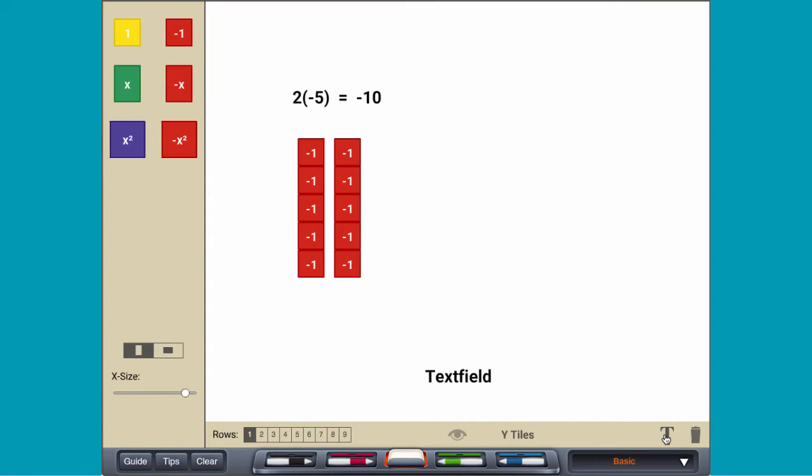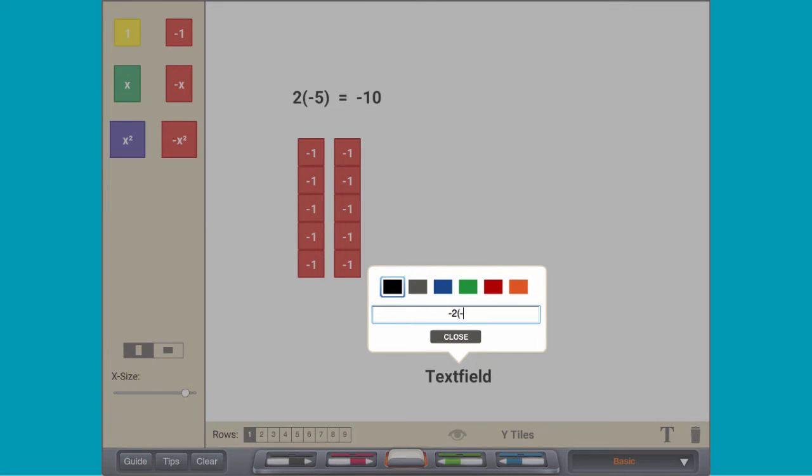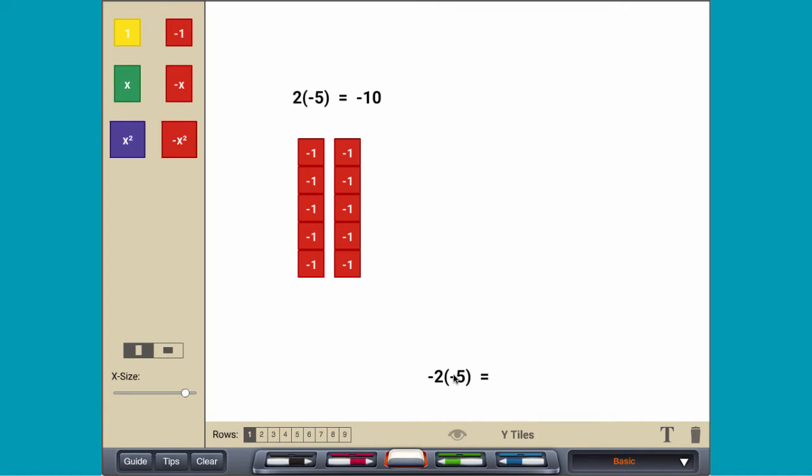A negative first factor can be thought of as the first number telling how much to remove of the second number. So negative 2 times negative 5 is like removing 2 groups of negative 5.